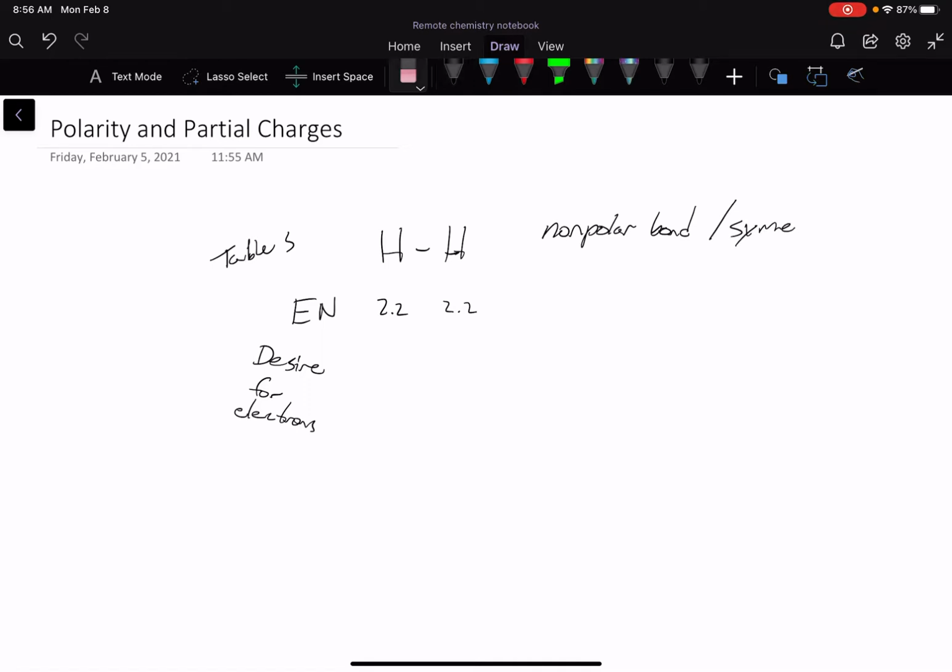So it is symmetrical. That's a symmetrical bond. And because it's a symmetrical bond, we're also going to say that this is a symmetrical molecule. And so this would be a non-polar molecule, because that distribution of electrons, remember, each of these hydrogens is pulling equally on those electrons in the middle.